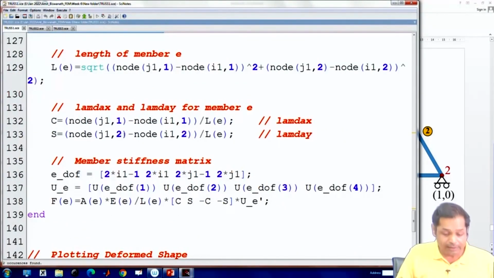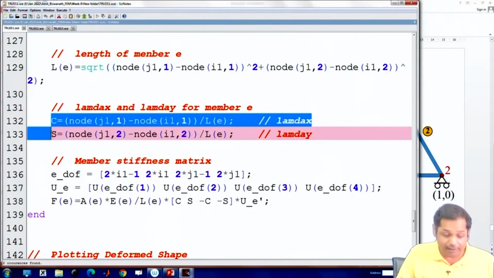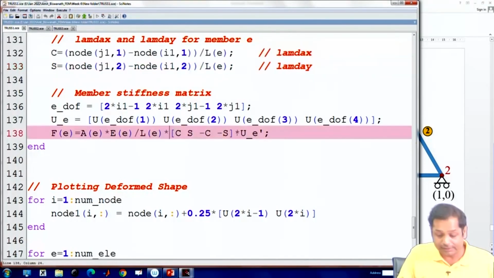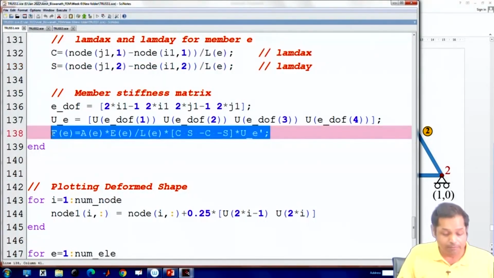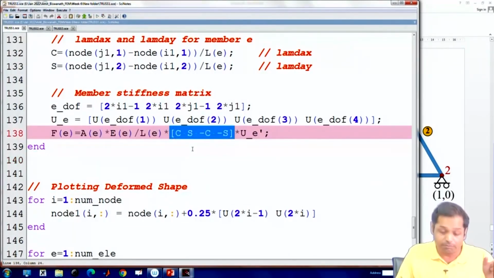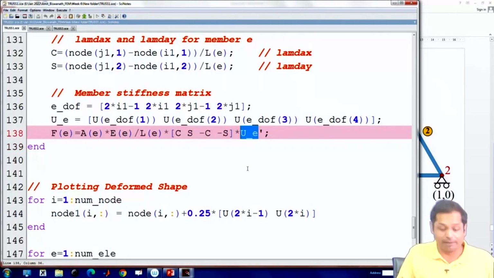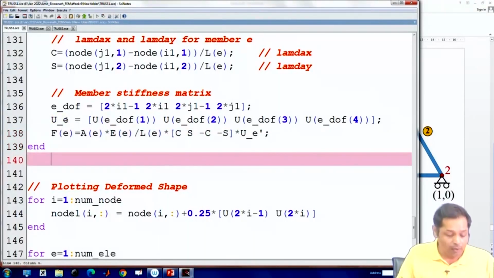Length is determined. Then this is the lambda x, lambda y, sine and cos theta. If you recall, please refer to the discussion in the last class, this is how we obtain the member forces. This is the lambda x, lambda y, the transformation matrix associated with this particular displacement field, and UE is the element level displacement. Once we have that, the member forces are determined.